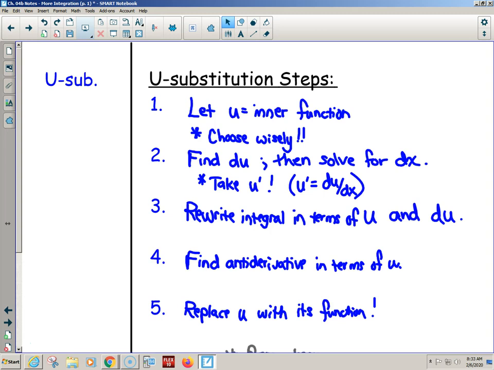Find du. Now, okay. Don't stress. Remember, u prime is du dx. So you're really just doing u prime and multiplying dx, so it helps. You can think every time du is u prime times dx. That helps. We're going to jump straight to du, which will be u prime times dx.